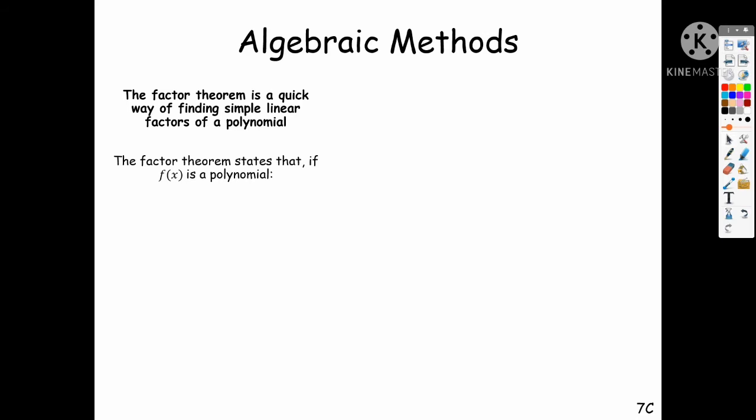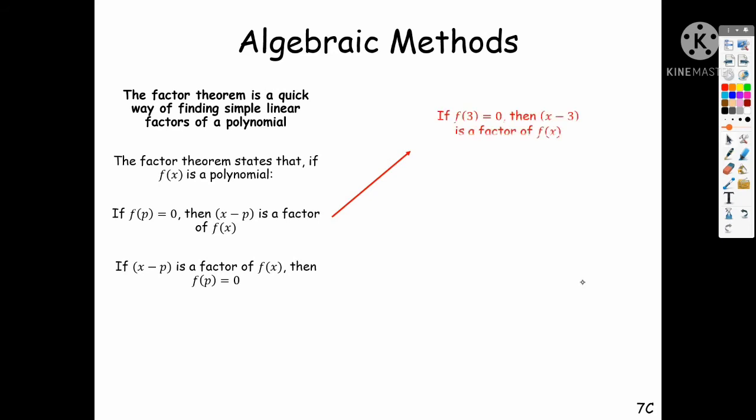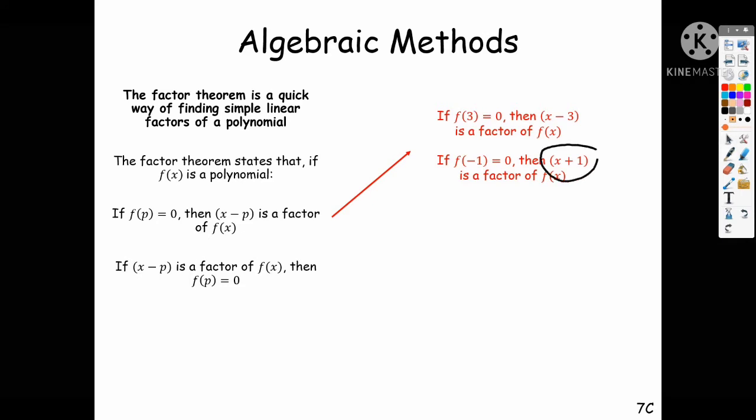So the factor theorem states that if f of x is a polynomial, if f of p equals 0, then x minus p is a factor of f of x. If x minus p is a factor of f of x, then f of p equals 0. So basically the opposite. I.e. if f of 3 equals 0, then x minus 3 is a factor. If f of minus 1 is 0, then x plus 1 will be a factor. Because if you think about it, when you solve that, you get minus 1 as your x value. Solve that, equals 0, you get 3. Okay? So basically, you change the sign to what's in your bracket. You can see, that's positive, that's negative, that's negative. This is negative, this is positive, this is positive, this is negative.